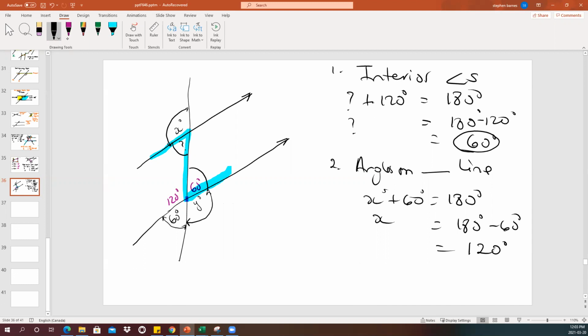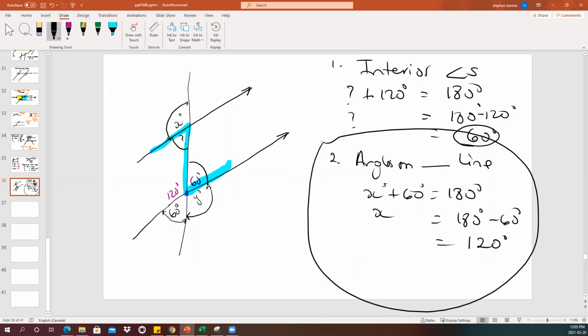And you would get this angle to be 60 degree, and then you would work out the angles on a straight line, just like we did here. And you should get the same 120 degree. So that's the second way that we can work it. Now let's look at the final way that we're going to work it.